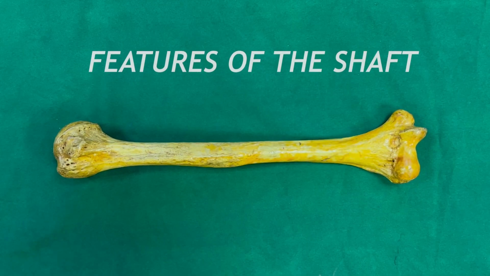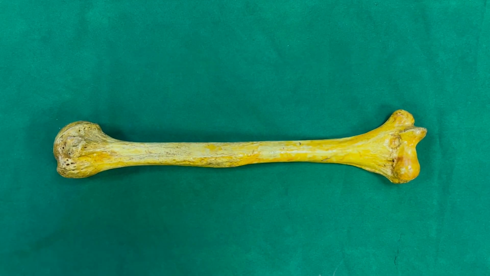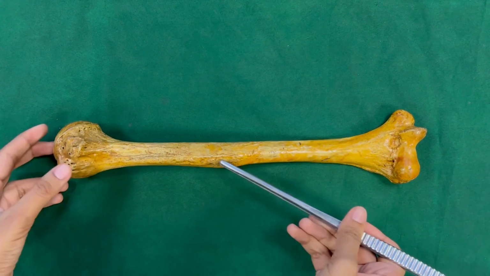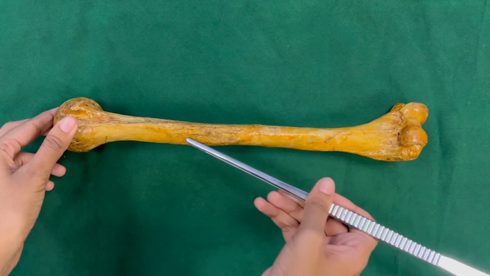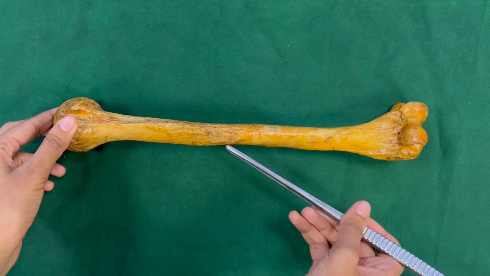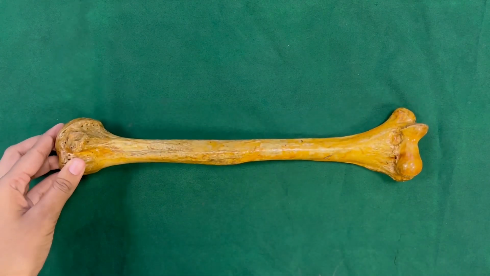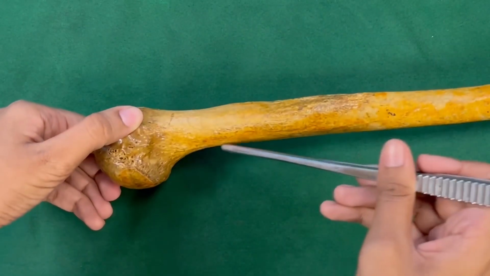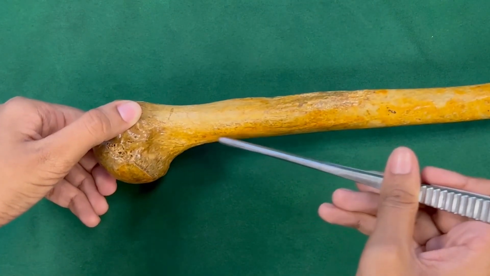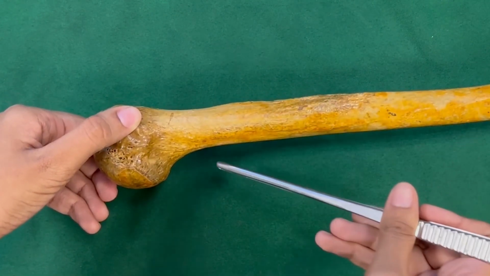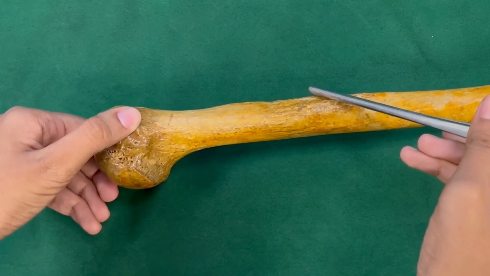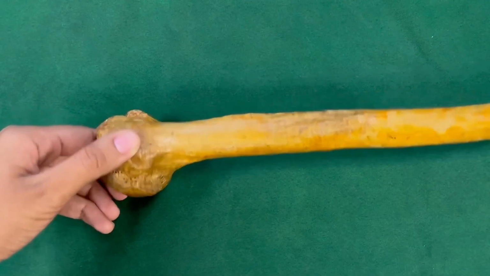On studying the features of the shaft, we can observe that in cross-section, it is circular proximally, triangular distal to the deltoid tuberosity, and flattened distally. On the lateral side, there is a roughened surface where the deltoid muscle attaches. This is known as the deltoid tuberosity. The radial or spiral groove is a shallow depression that runs diagonally down the posterior surface of the humerus. The radial nerve and profunda brachii vessels lie in this groove.